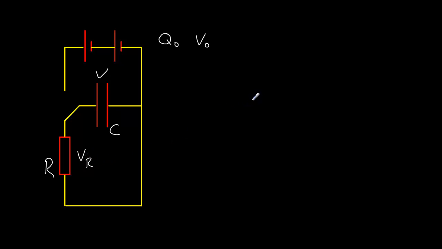Since there is no EMF in the circuit, by Kirchhoff's second rule, we can see that V plus VR must equal 0. We can build on that: the potential difference over the capacitor is going to be Q over C, and the potential difference over the resistor, when there is a current I flowing through it, is going to be IR.